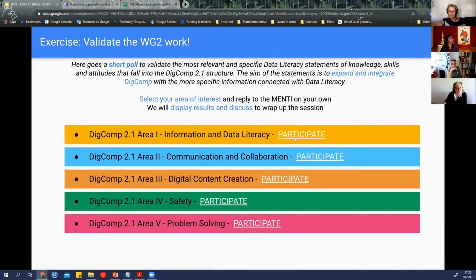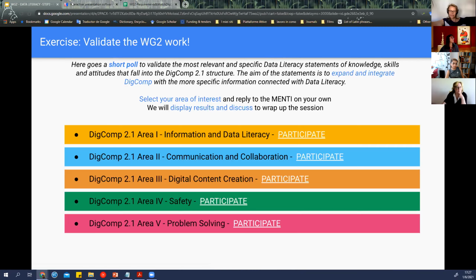So I'm going to just, I see Leo's comment. I'm going to share one of the Mentis for you to see how we are developing the statements, building on the process, sharing information and discussing the very approaches to data literacy. But it's up to you. If you want to participate in the process, please do feel free to do it.